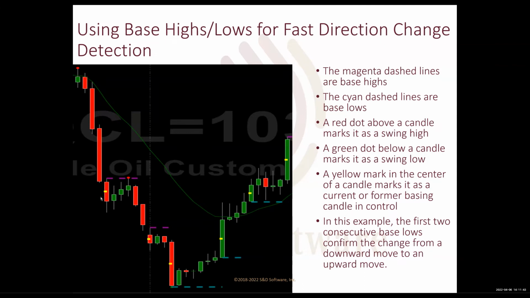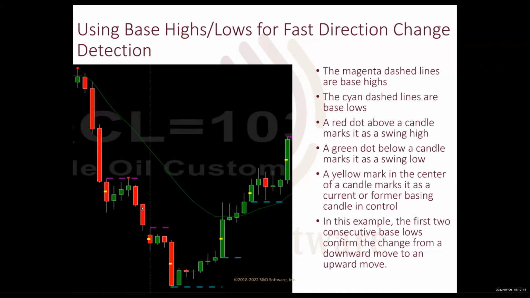So this first one here, we can see a base. It starts with a basing candle, which is the candle with the yellow tick. And this is a basing candle because the candles that follow it close between its high and its low. The leg out that breaks this base is this one over here. This is the first candle that closed outside the range of this basing candle.